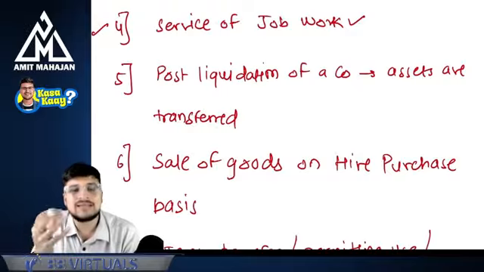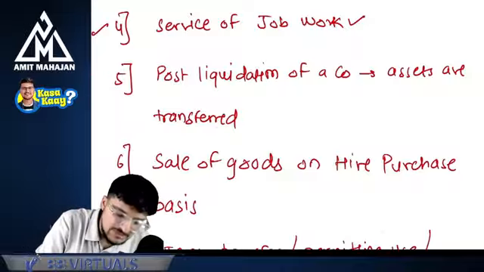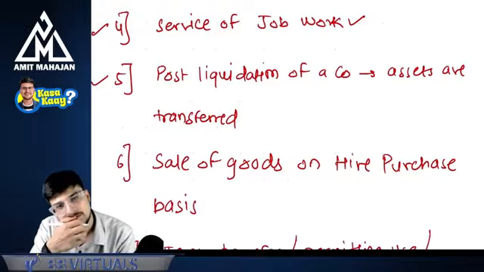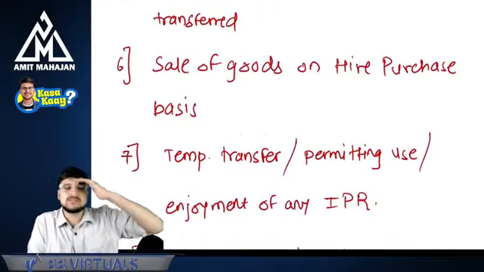Point number five, post liquidation of the company. There is a liquidation of the company and there are assets and those assets are transferred. If those assets are transferred, ultimately these are goods only, no? This will be considered as supply of goods. Correct? Point number 6, sale of goods on hire purchase basis.